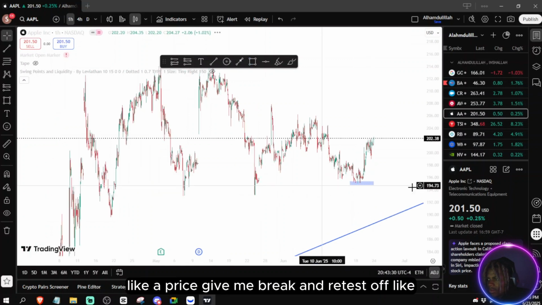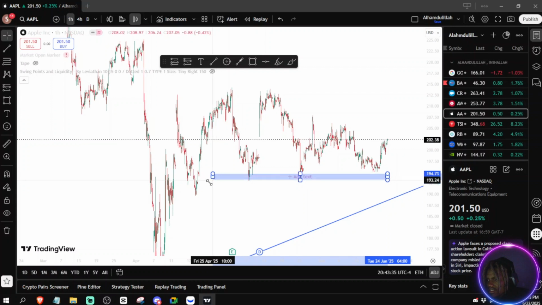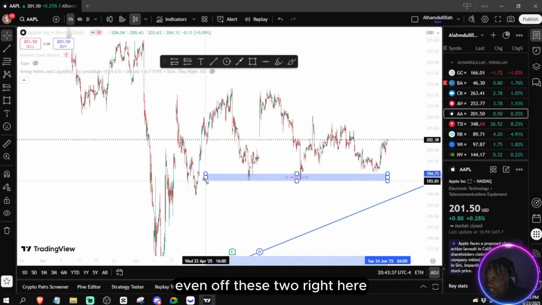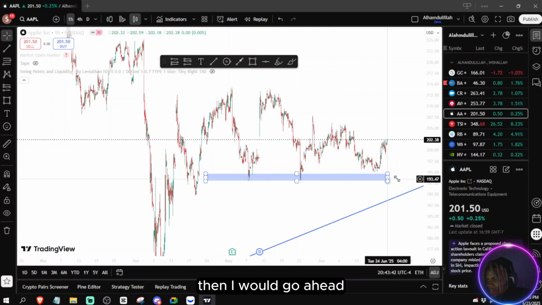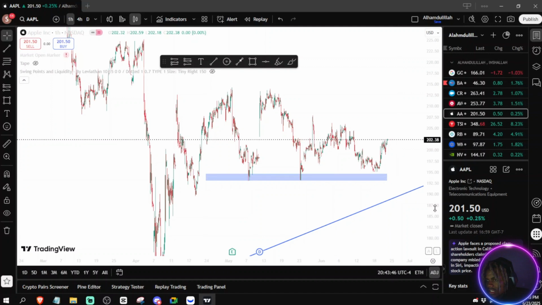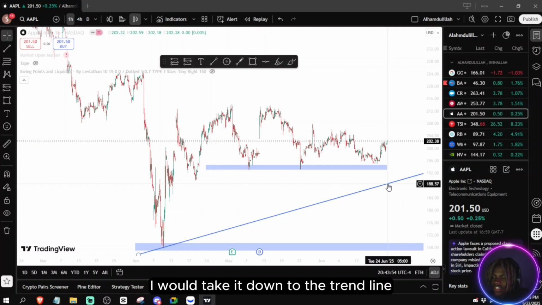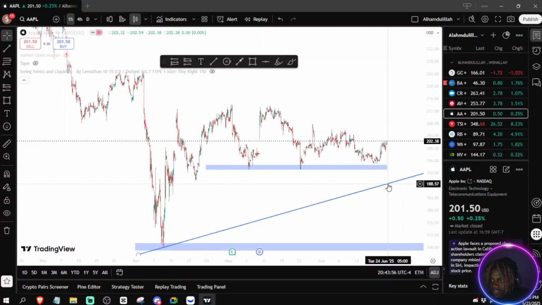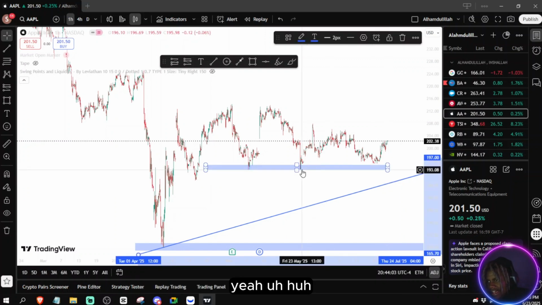Like if price gave me break and retest off, even off these two right here, price gave me break and retest off of that, then I would go ahead and I would feel comfortable taking that. Yeah, and I would take it down to the trend line. So if price breaks the support, yeah.